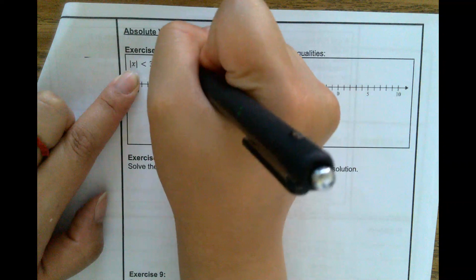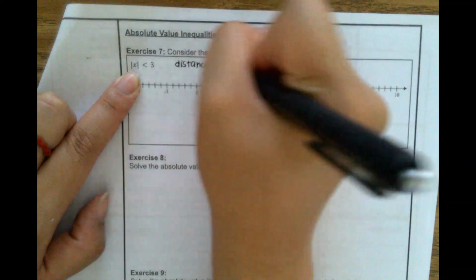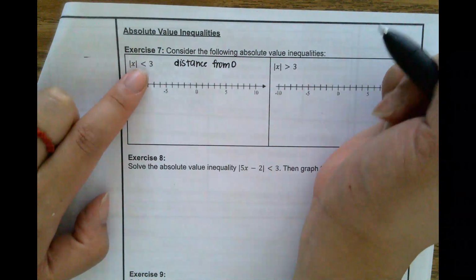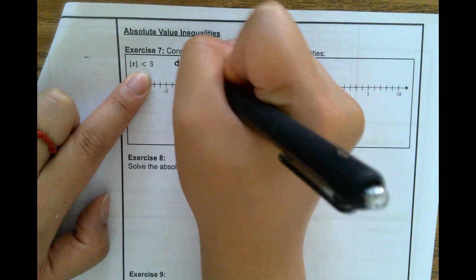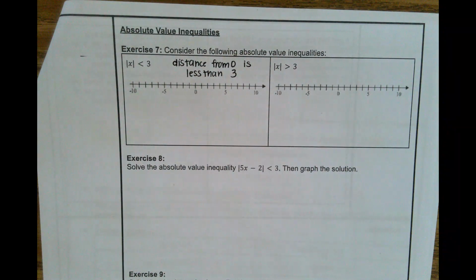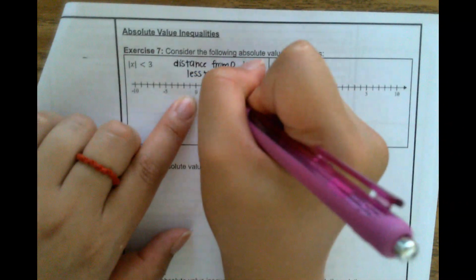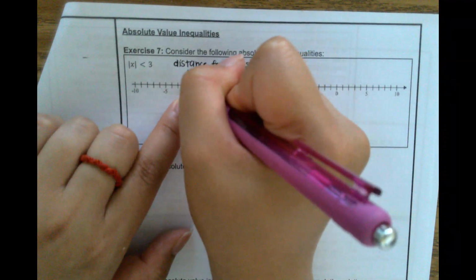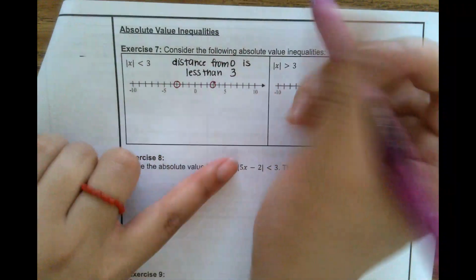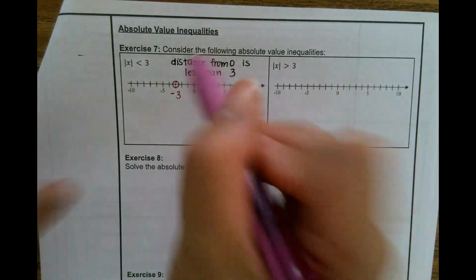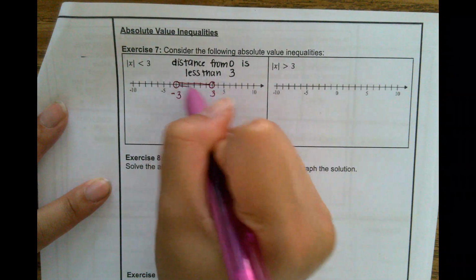So if you remember here, this means that the distance from 0, right, before it was equal to 3, this time the distance from 0 is less than 3. Okay? So let's go 3 away. 1, 2, 3, positive, that's right here. If we go to the left, 1, 2, 3, that's here at negative 3. Okay? If we want the distance to be less than that, it has to be everything in between.